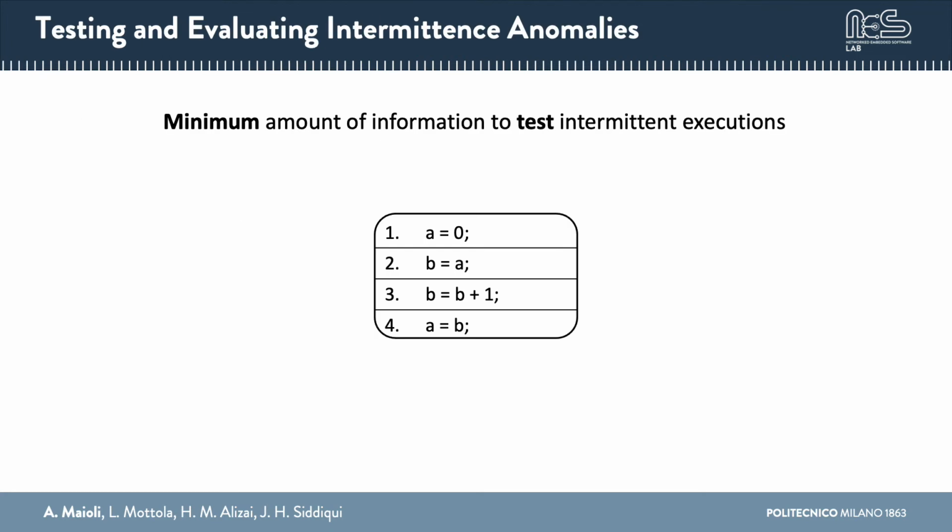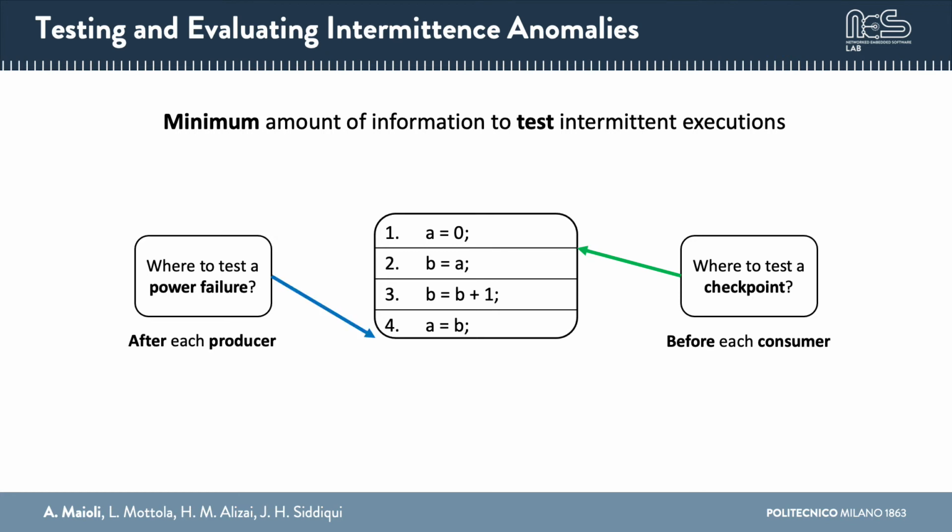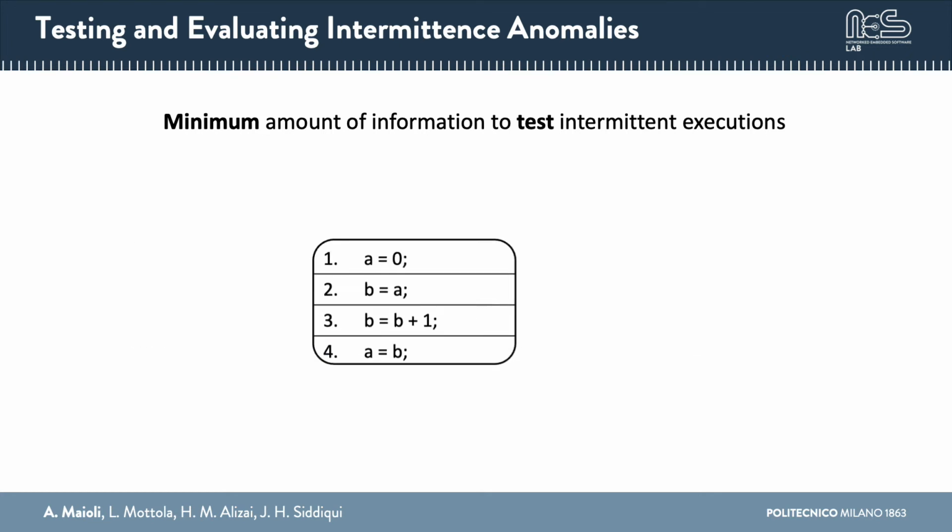As memory-based anomalies follow the same pattern, our consumer-producer generalization allows us to identify the minimum amount of information that we need to test intermittent executions. So, we emulate the program execution and we test a checkpoint before each consumer, as any checkpoint after a consumer prevents the intermittence anomaly from happening. Then, for each checkpoint, we need to simulate a power failure only after each producer, as those are the power failures that may cause an intermittence anomaly to happen.